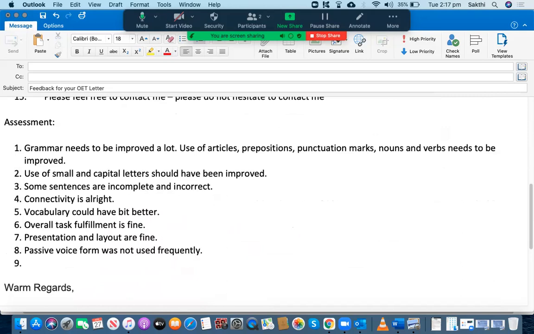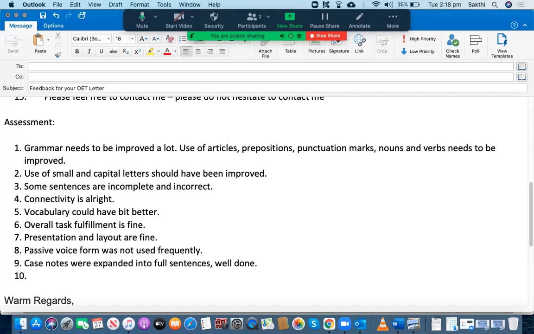So first, case notes were expanded into full sentences. I'm happy with that. Well done. But some of the sentences are incomplete, but most of the sentences are okay. All right.